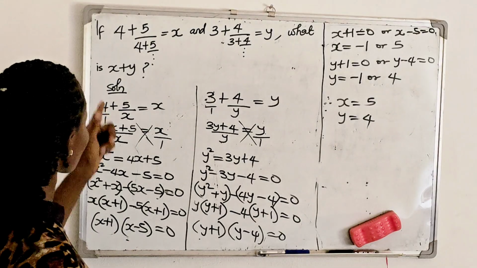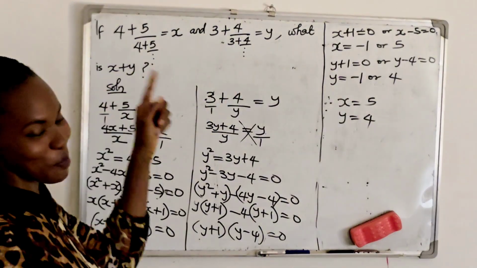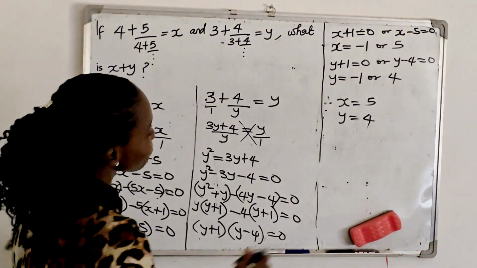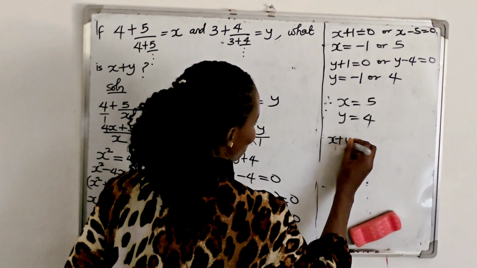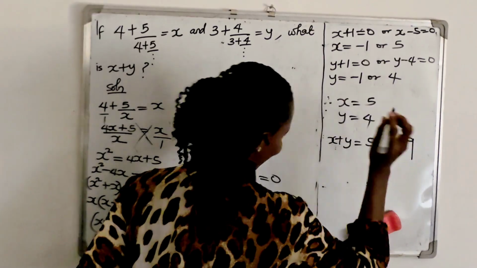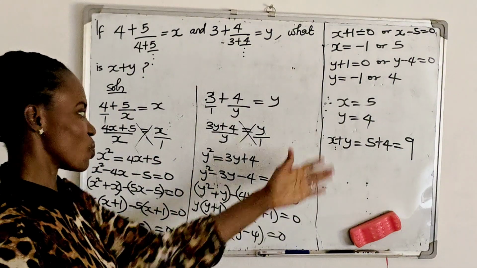So let's answer the question. They said, what is the value of x plus y? I think your guess is the same as mine. So what is the answer? X plus y will be 5 plus 4, which is 9. Good. So that is what it is.